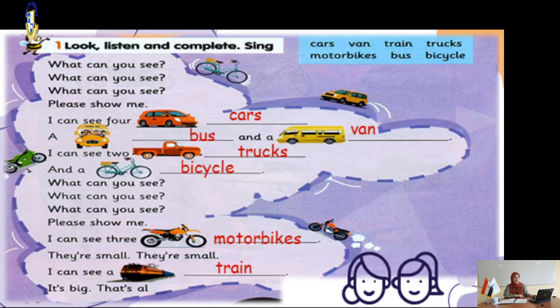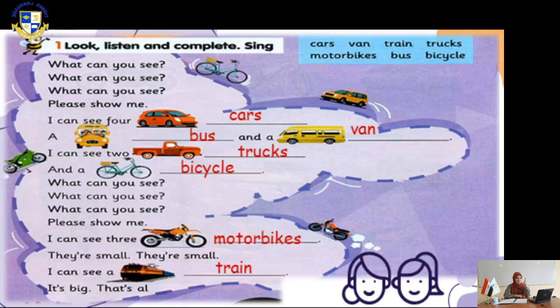Sing. What can you see? Please show me. I can see 4, and we have the picture of a car. So 4 cars. Write cars with the S plural because 4 is more than 1.